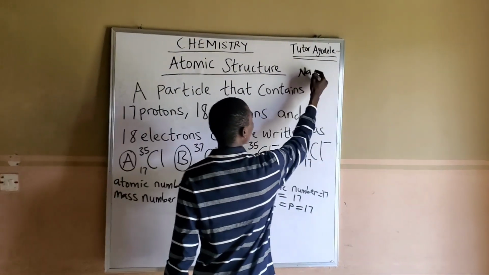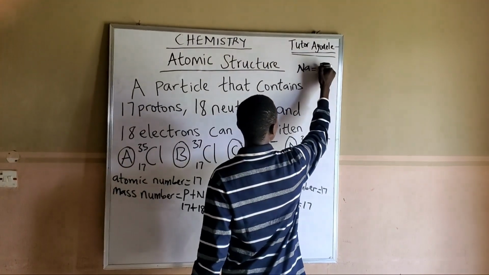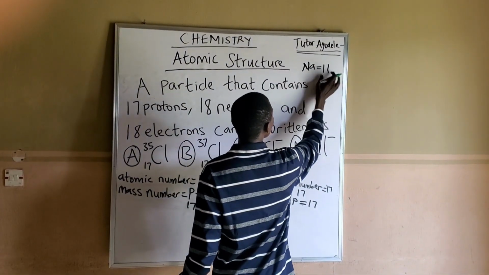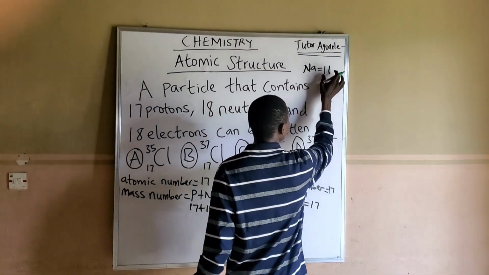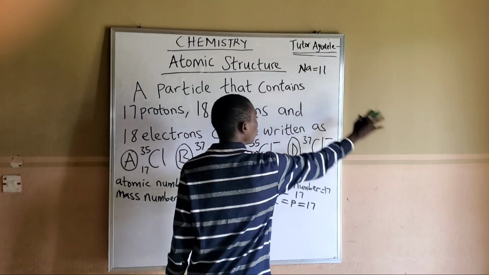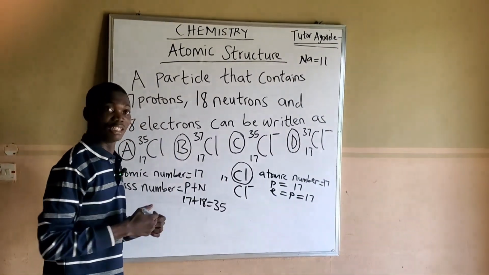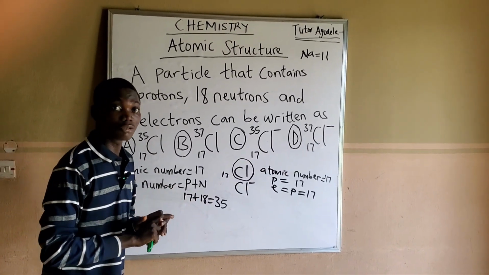The proton number of sodium, the atomic number of sodium, is what? 11. So its atomic number is 11, the proton number is 11, and the electron number is also what? 11. That is in the neutral state. Not only sodium, but all other elements: when they are neutral, the proton number is equal to the atomic number and is equal to the electron number.